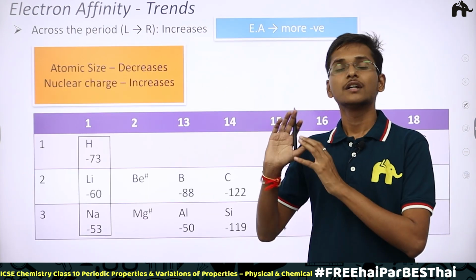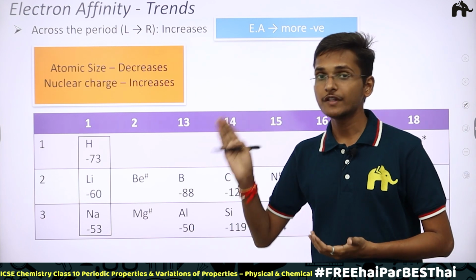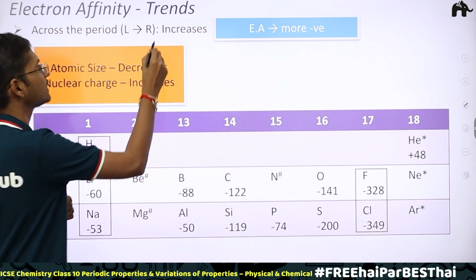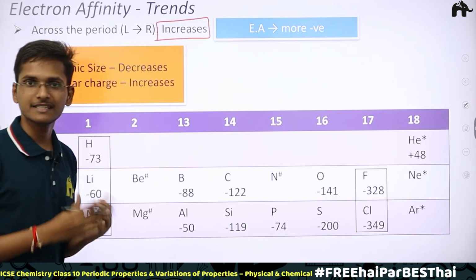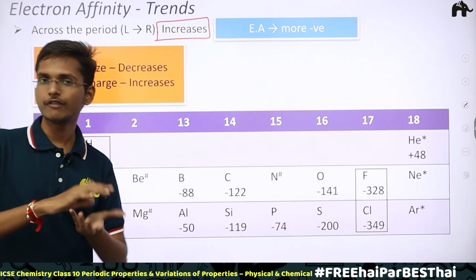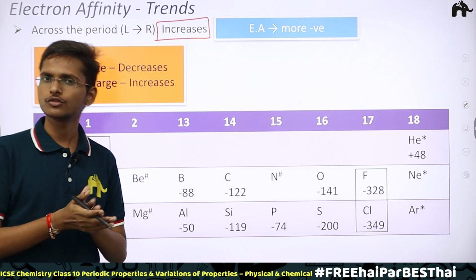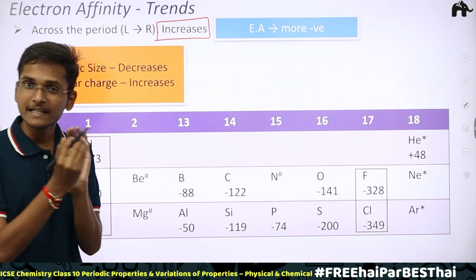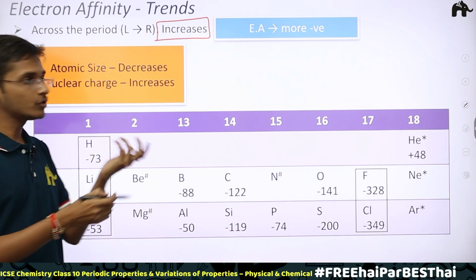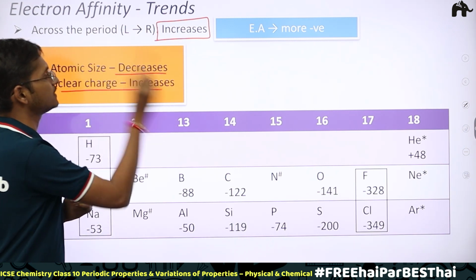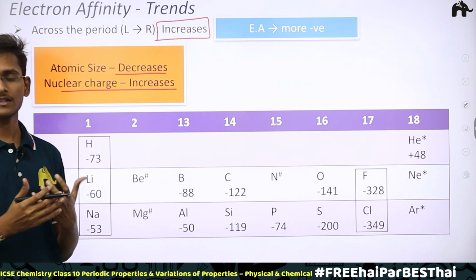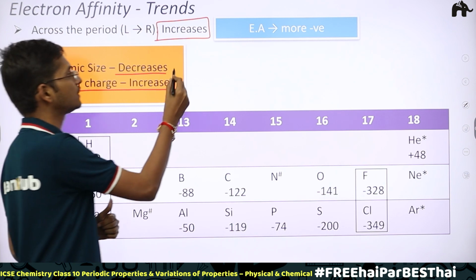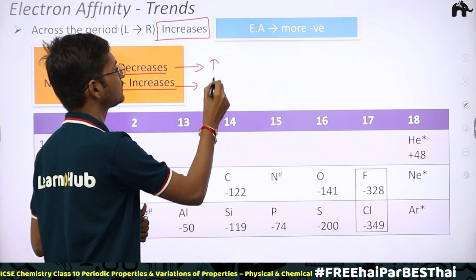Now let's see the trend of electron affinity when we move across the period from left to right. So what is happening? Electron affinity is increasing. Now why is this so? Very similar logic we are going to use, because when we are moving from left to right, atomic size is decreasing, right? But nuclear charge is increasing. Both of these factors are contributing to the increase in the electron affinity.